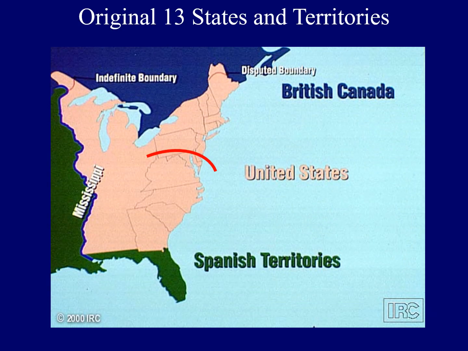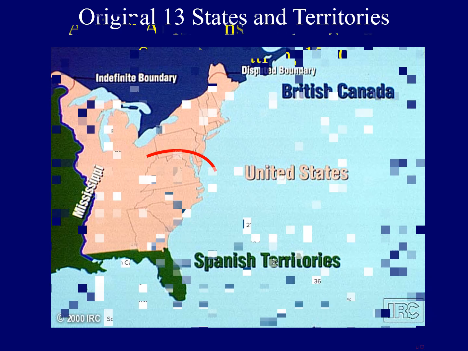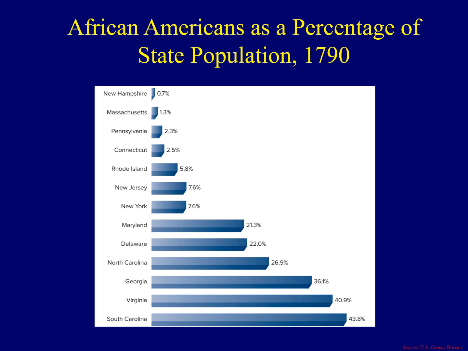Here we are back at the original 13 states and territories. That red line indicates an area where south of that, slaves made up a large portion of the population because they played a crucial role in the South's economy. Slaves made up a large percentage of the population of many southern states. Representatives from those states would not even consider the elimination of slavery. But what they wanted to know was, how should we count slaves when determining each state's population?